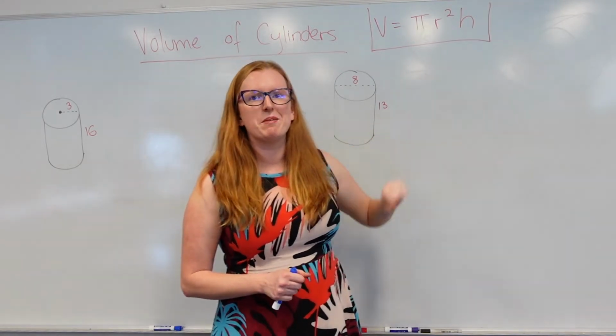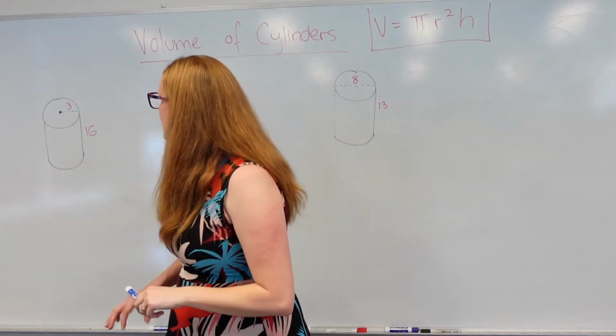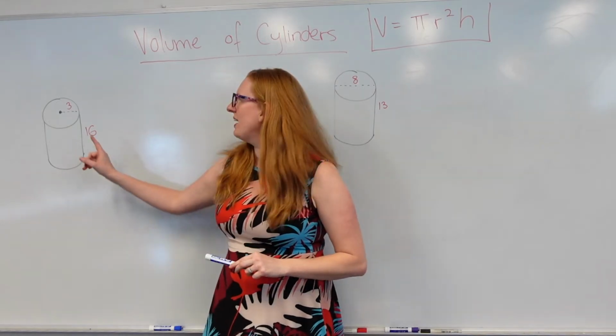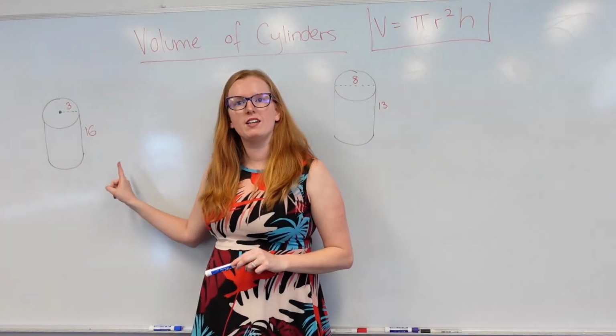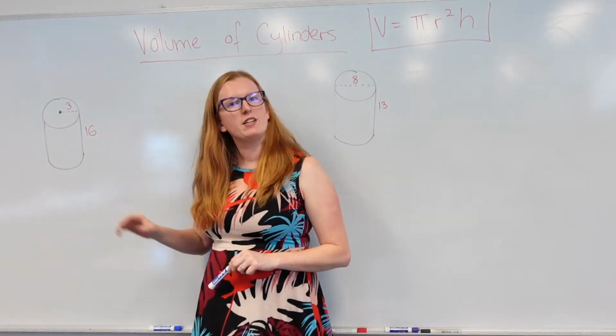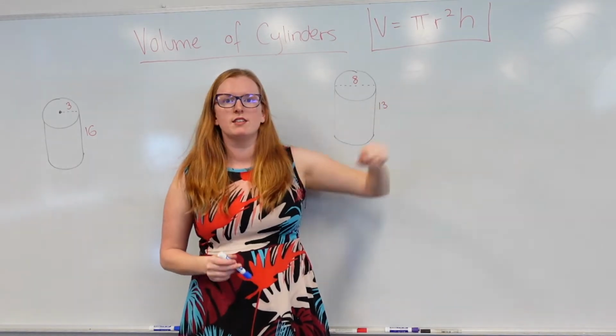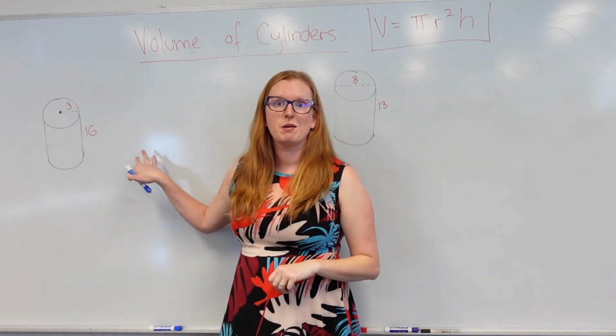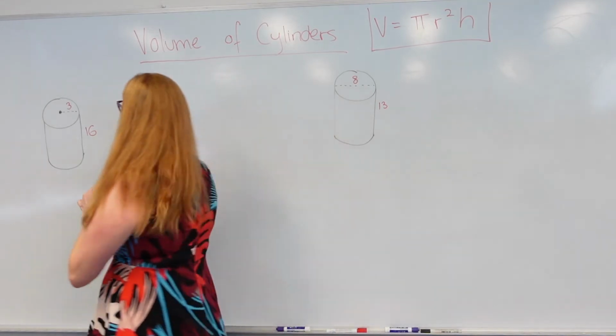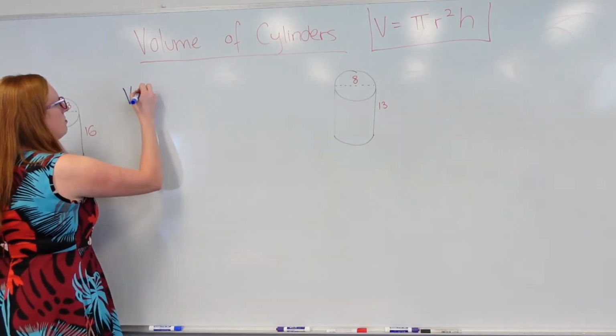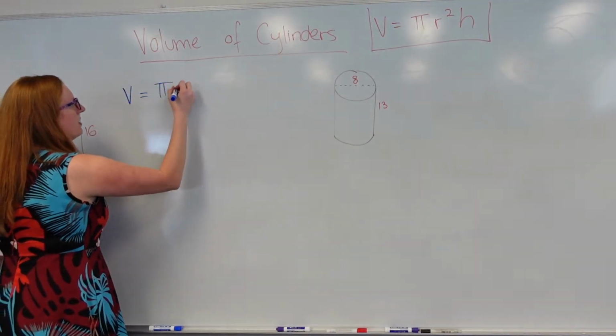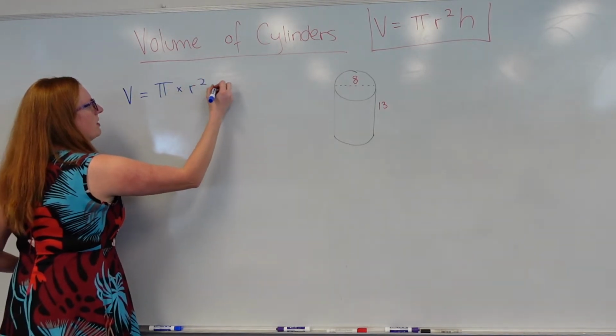But anyway, let me show you how to use this. So here we have a cylinder. It has a radius of 3 and a height of 16. Now what we need to do is use this formula and just put these numbers in those places. So our formula is volume equals pi times r squared times h.